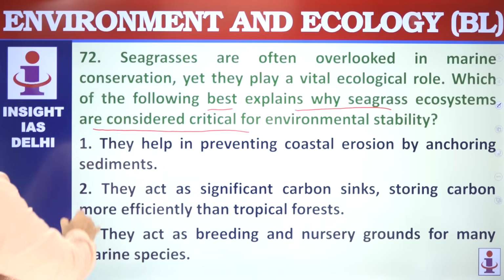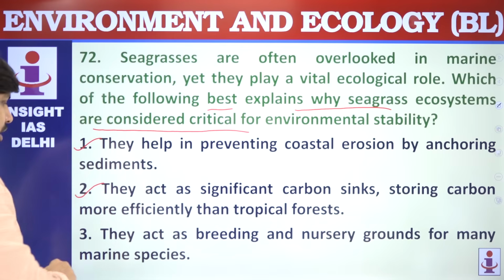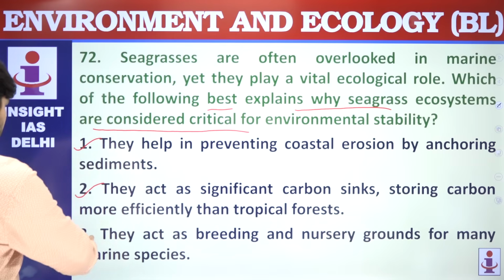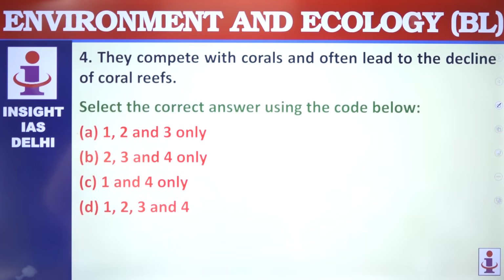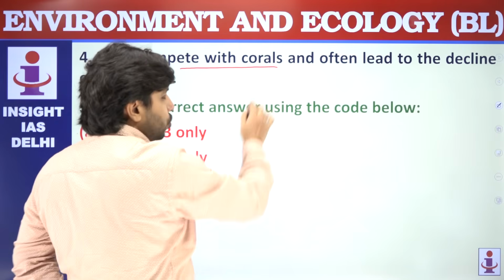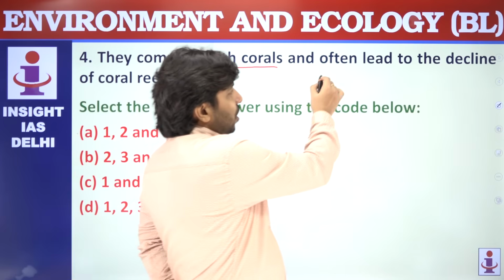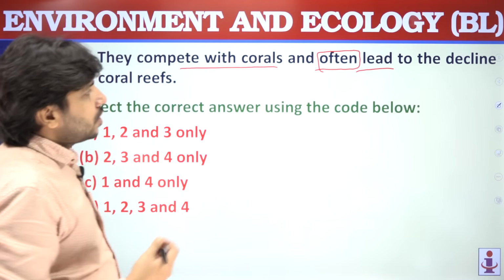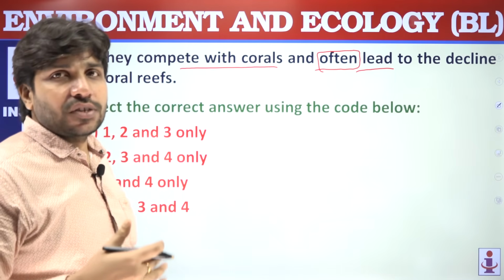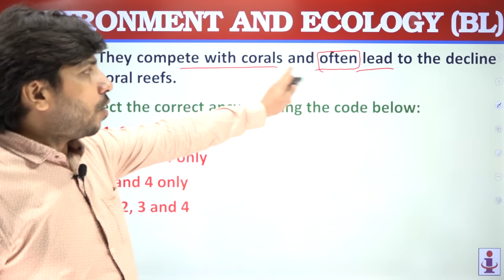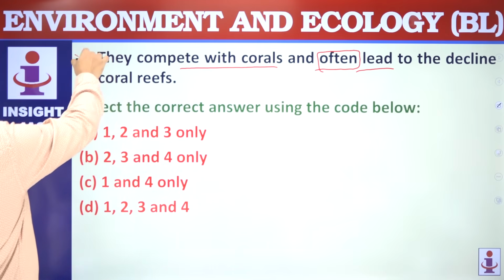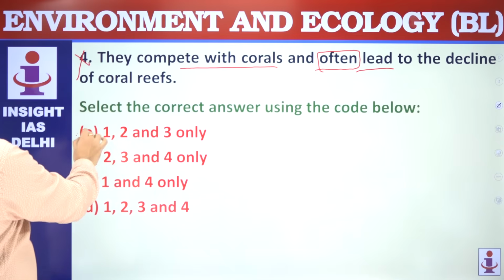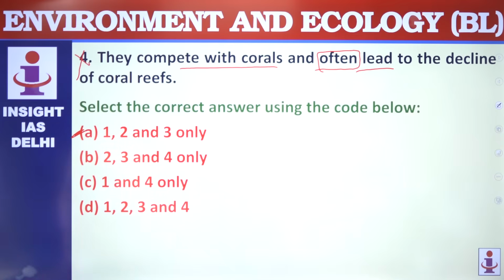They help in preventing coastal erosion. True. They act as significant carbon sinks. True. They act as breeding and nursery grounds. Yes, this is also true. They compete with corals and often lead to their decline. See, seagrasses and corals do interact with each other, but saying that seagrasses often lead to the decline of coral is not correct. On rare occasions, due to competition, seagrasses may lead to the decline, but not often. So statement 4 is not correct. Only 1, 2, 3. Option A will be your correct answer.